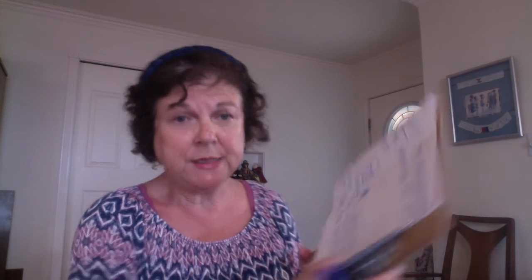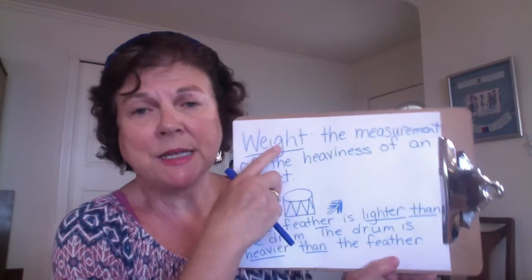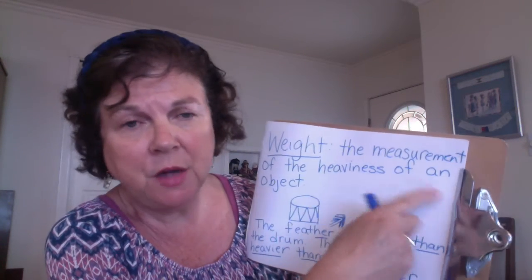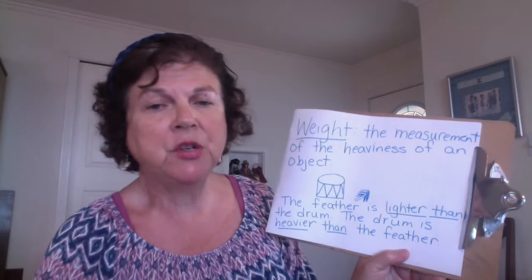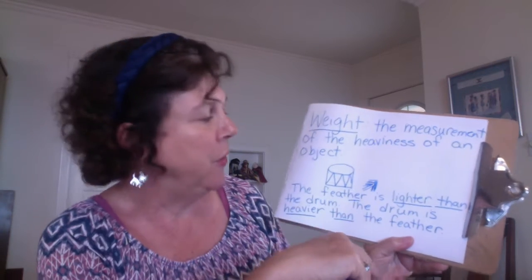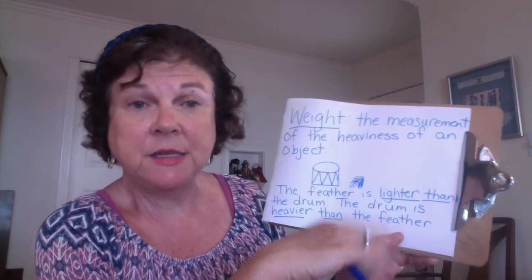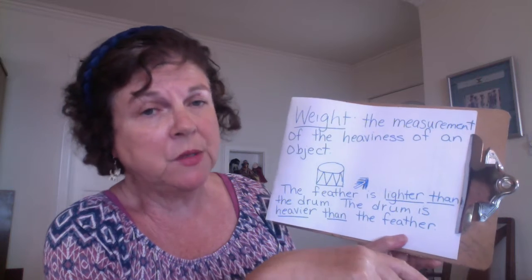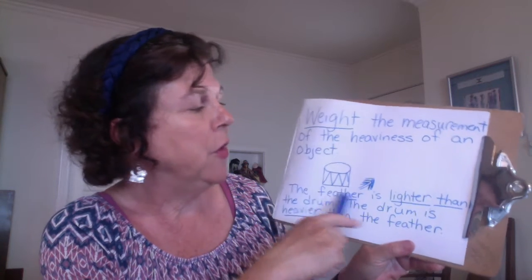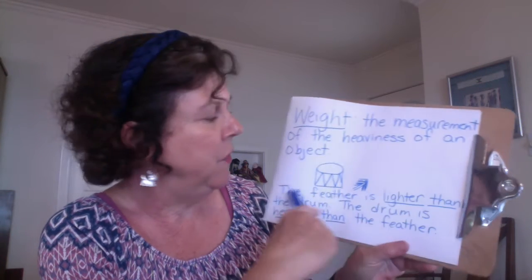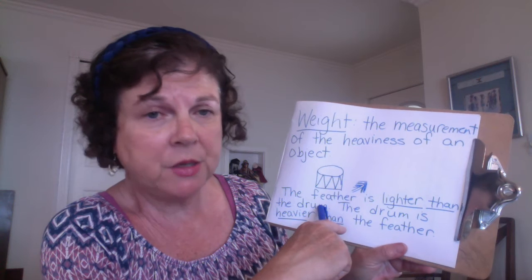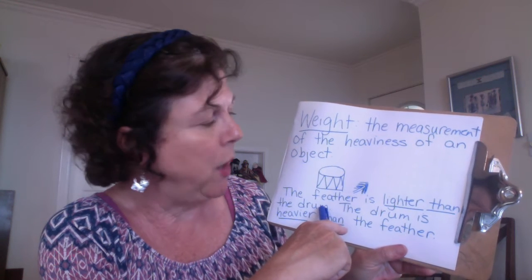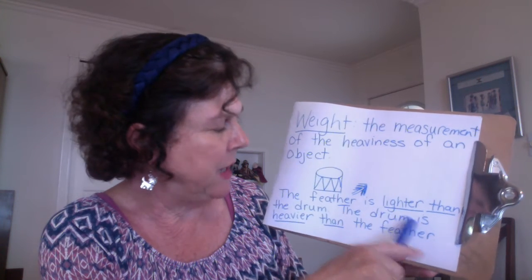Okay, the other way we're going to be measuring in this activity is by weight. And weight is the measurement of the heaviness of an object. I drew a picture here of a drum and a feather, and this is the way you can talk about those objects. The feather is lighter than the drum, and also accurate, saying it in the opposite way, the drum is heavier than the feather.